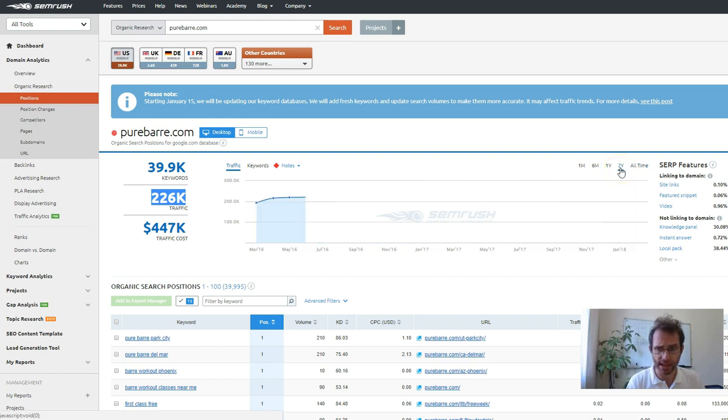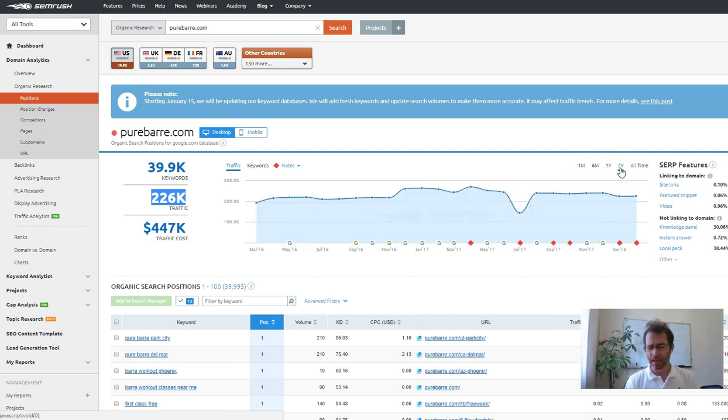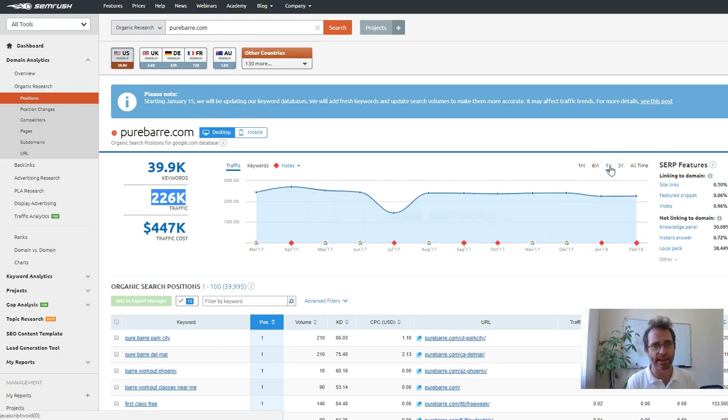But then if you look at them over the last 2 years, it's really stagnated. Two years ago they were generating around 200,000 visitors, and they still are today, which shows that they're really not moving forward, not doing anything with their SEO.